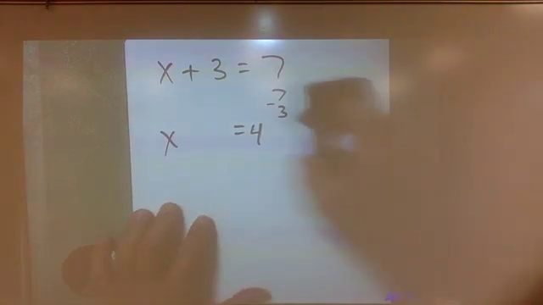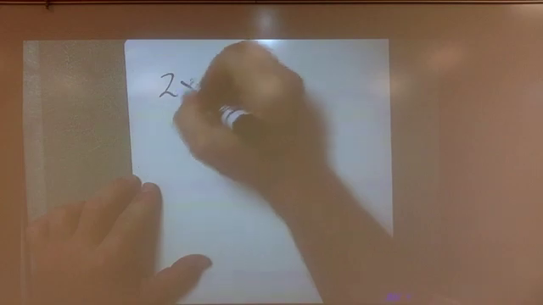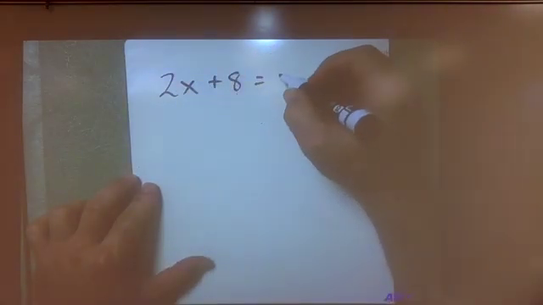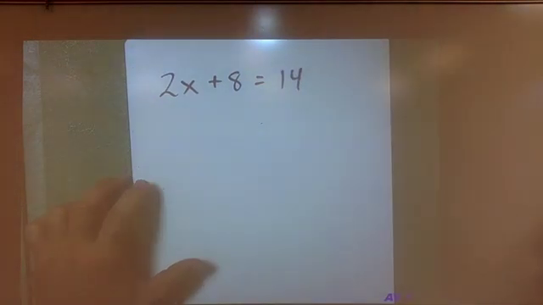You work backwards. All right, let's try one that's now an actual two-step equation. Let's say it's 2x plus 8 equals 14.